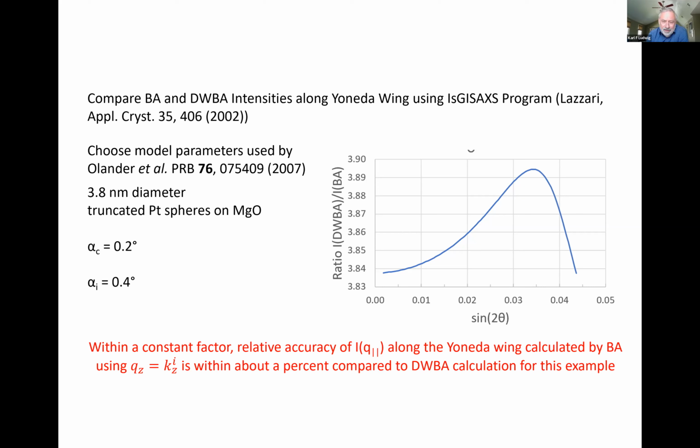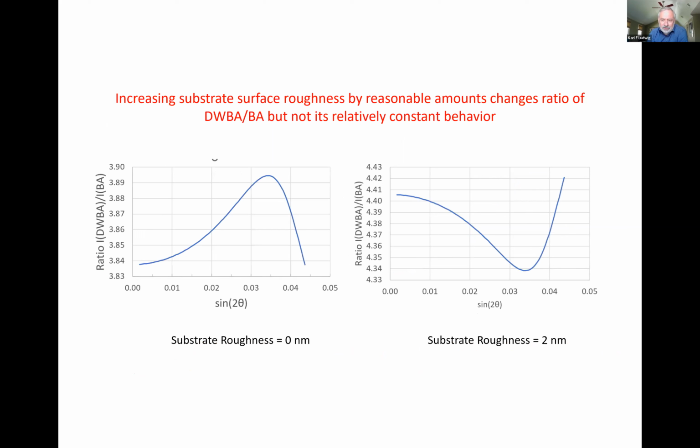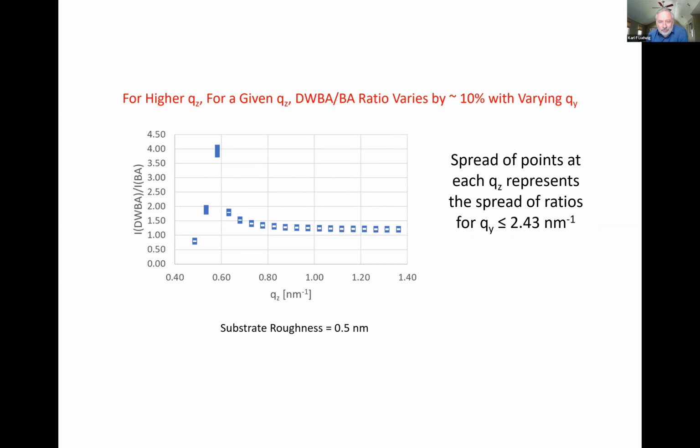This simulation was with no roughness on the surface. If you put in some roughness on the surface, you get a little bit more variation in that ratio across the range of QY, which is the sine 2 theta term. So, as we're seeing, the variation in plane is not a big deal, especially if you're going in above the critical angle.